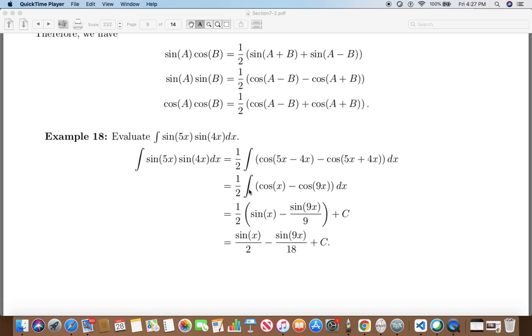Half outside, integral of cosine is sine x, minus the integral of cosine 9x, which is sine 9x over 9, plus a constant of integration. Distributing the half fetches us the final result. So you see, if the question had been sine and cosine, you would have used the first formula. If the question had been cosine and cosine, you would have used the third formula, and so on. So these three formulae are very handy.